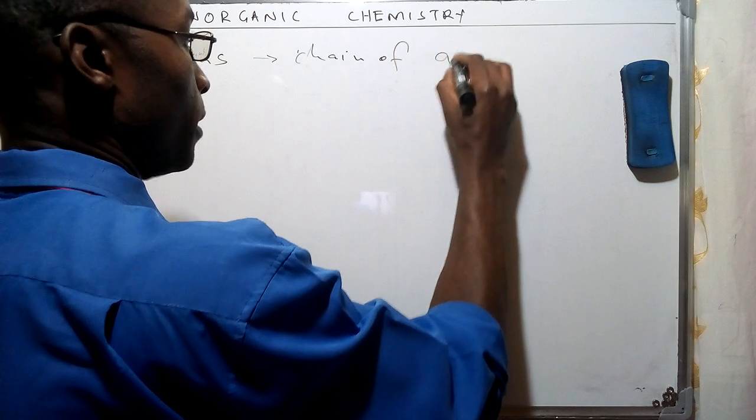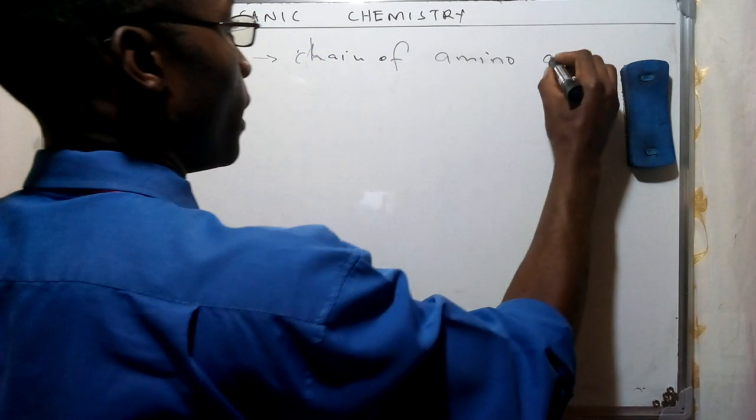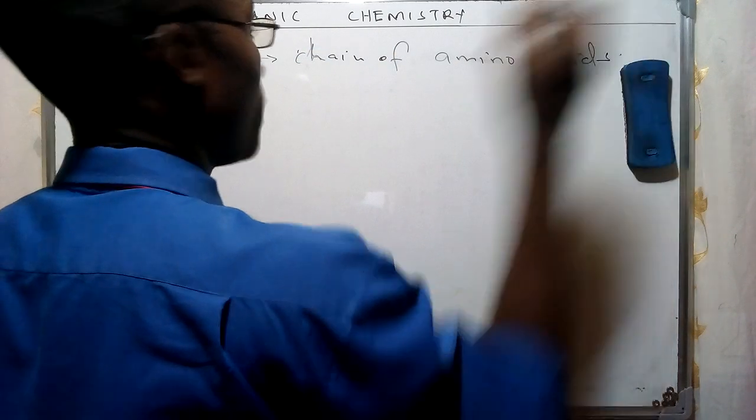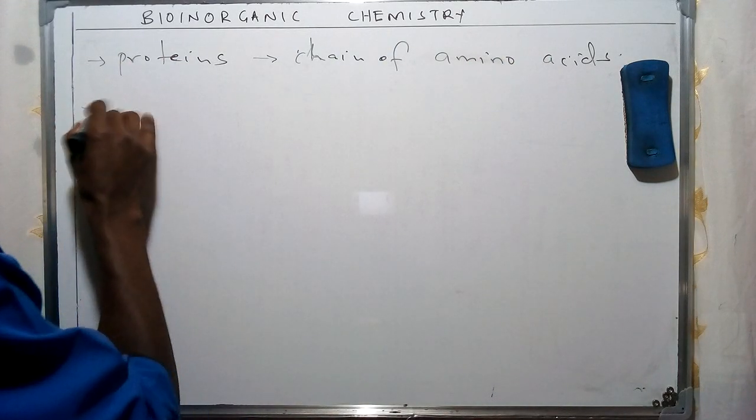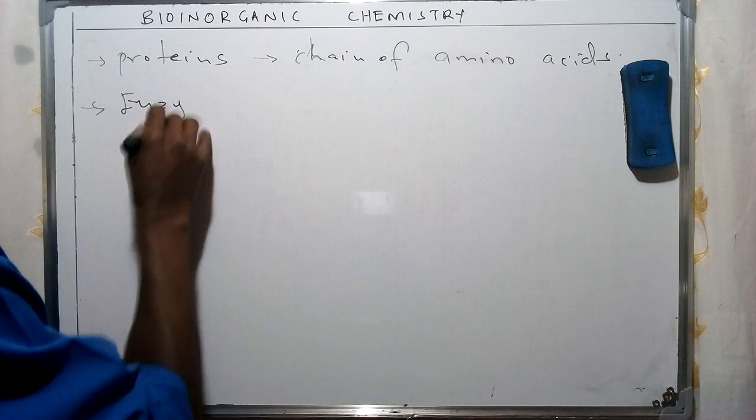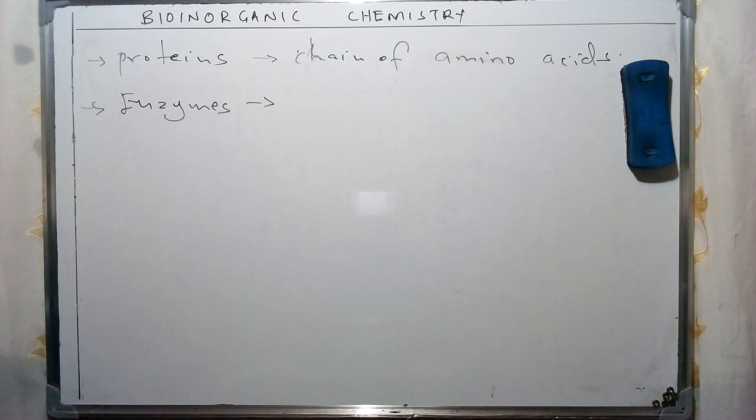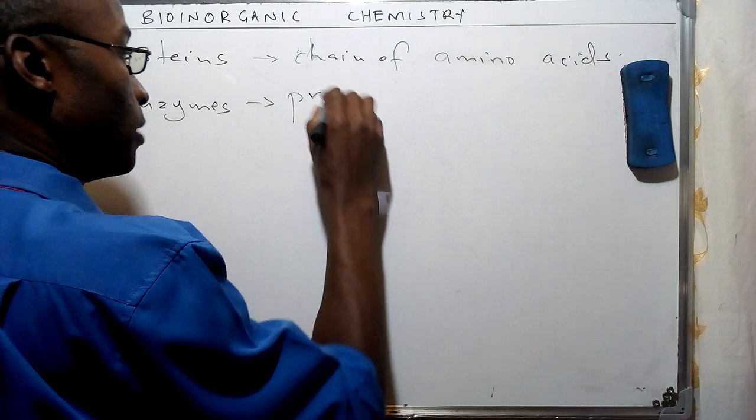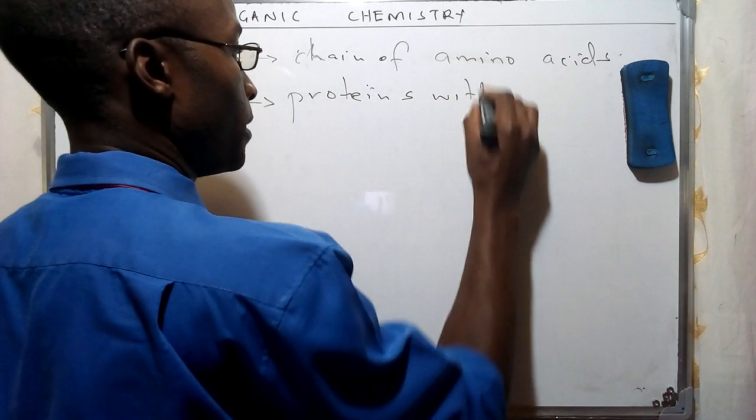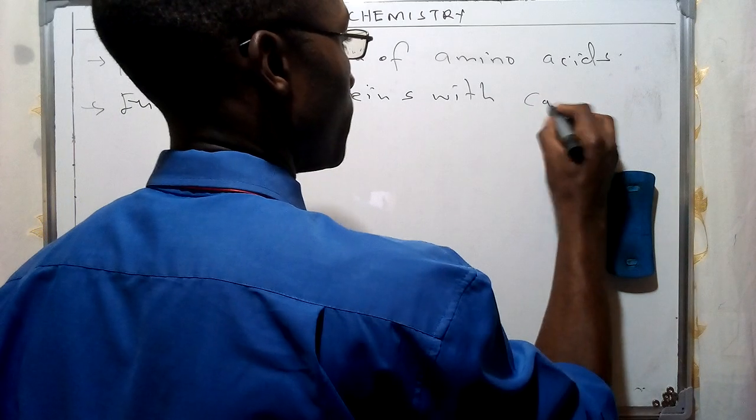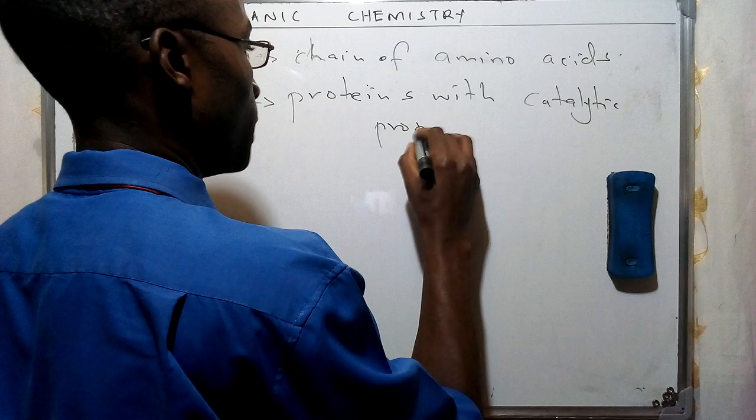My handwriting is legible. So this is going to be a chain of amino acids. Therefore, the building blocks of proteins are amino acids, and we talked about the concept of enzymes, and we can define enzymes as proteins. So this is a set of proteins with catalytic properties.